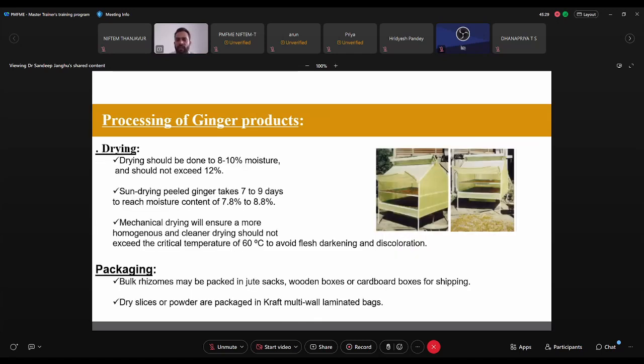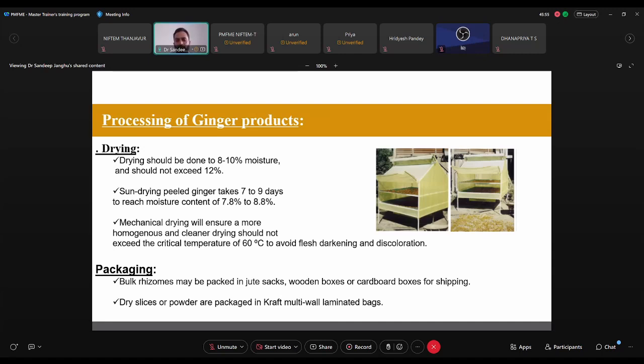We can dehydrate the ginger rhizome as such, or we can slice it and dehydrate it by using different kinds of dryers like solar dryers and mechanical dryers. The efficiency of mechanical dryers is better as compared to solar dryers, and the quality of the finished product is also better. So we dry it to a moisture level of less than 10%.